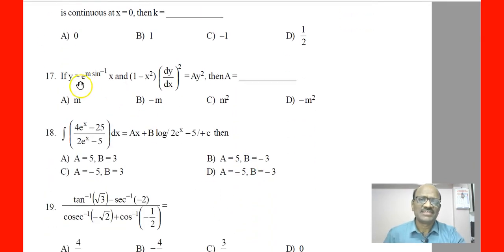Now see this. It's a question from derivatives, that is, higher order derivatives. If y is equal to e raised to m sine inverse of x, and 1 minus x square into dy by dx bracket square is equal to a into y square, then a is equal to. Now find out the derivative. The derivative of e raised to m sine inverse of x, that is dy by dx, is e raised to m sine inverse of x into the derivative of m sine inverse of x, that is m upon under root of 1 minus x square. Then multiply and square on both sides, and you will get the answer of this question.